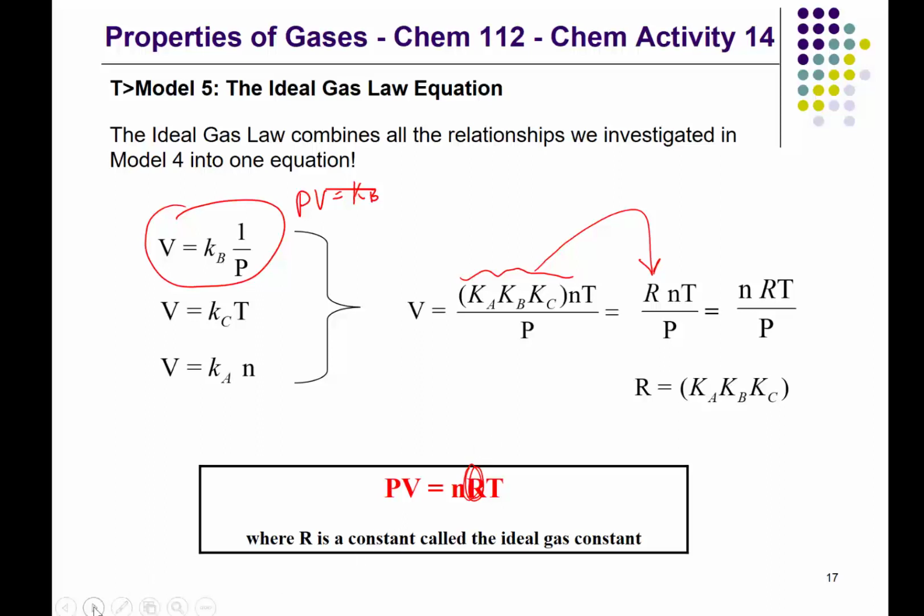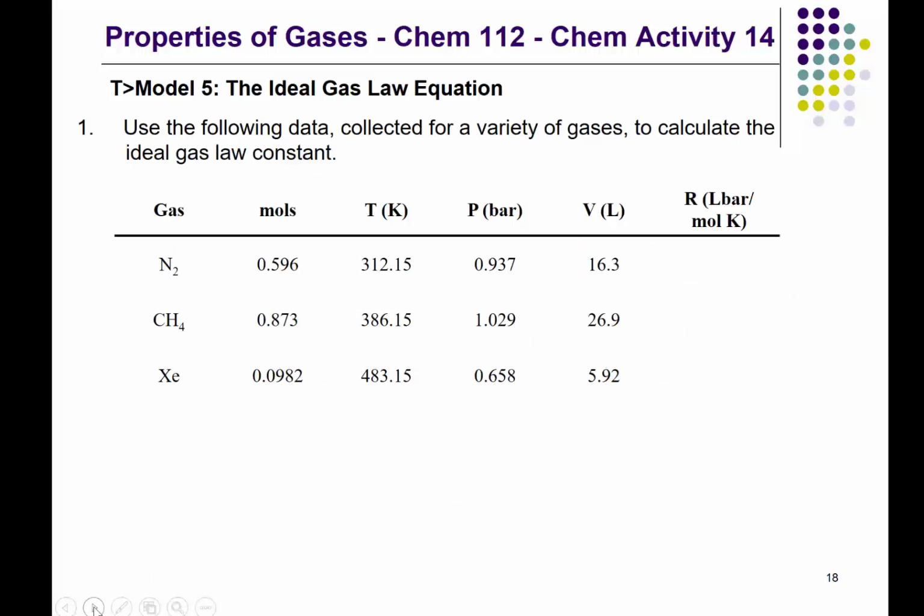Here's a series of data that were collected concerning these gases. We've got the amount, we've got temperature, pressure in bar, volume in liters. And what I'd like us to do is calculate the value for R. Now you might say, well, how am I going to do that? Well, if we take our ideal gas law, PV is equal to nRT, and we rearrange to solve for R, R would equal PV over nT.